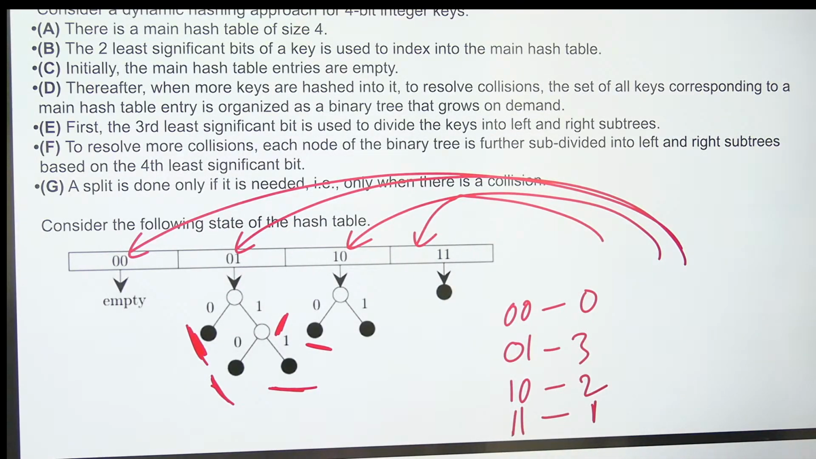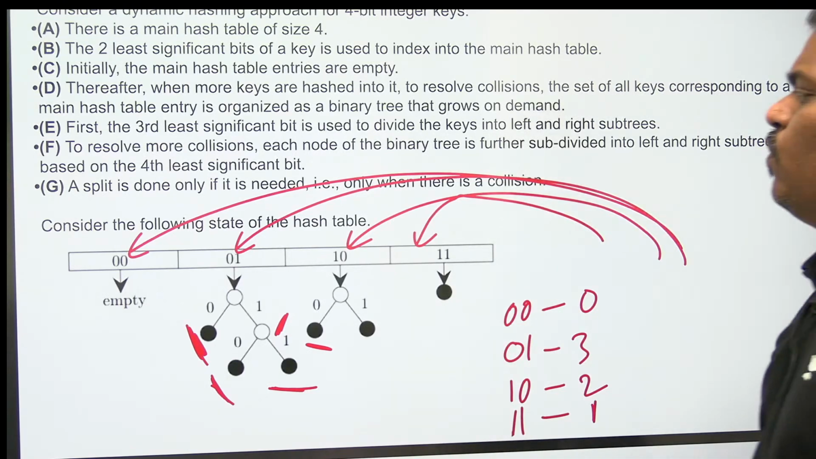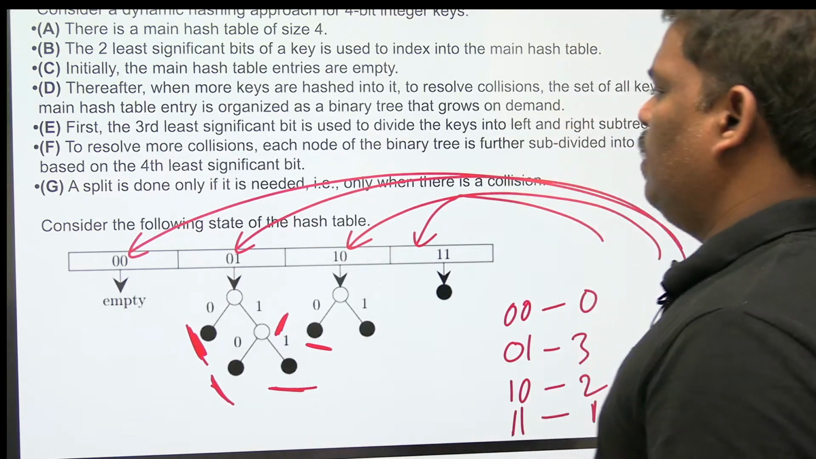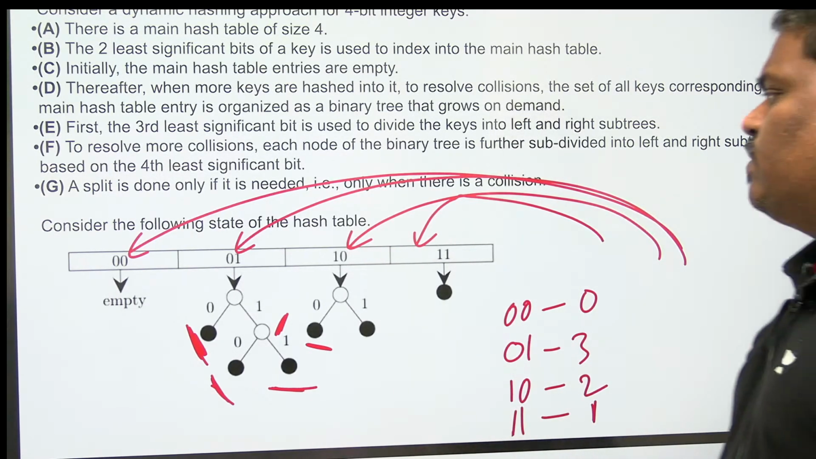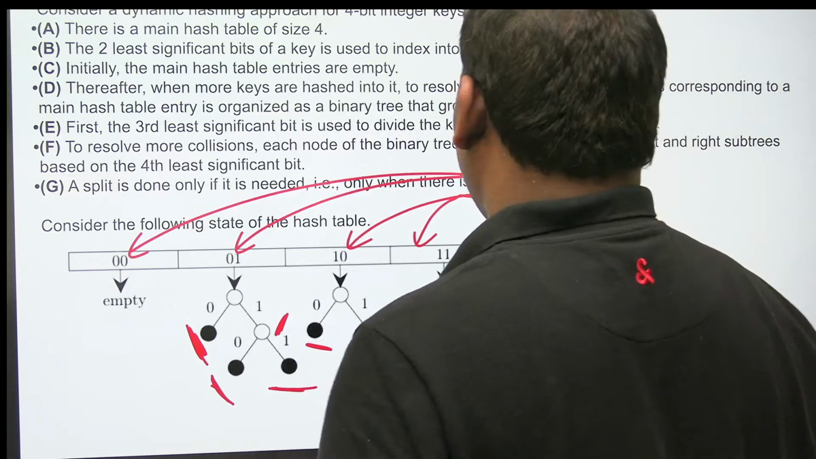To resolve more collisions, each node of the binary tree is further divided into left and right subtrees based on the fourth least significant digit. A split is done only if it is needed, that is only when there is a collision. Consider the following state of the hash table. One hash table is given.